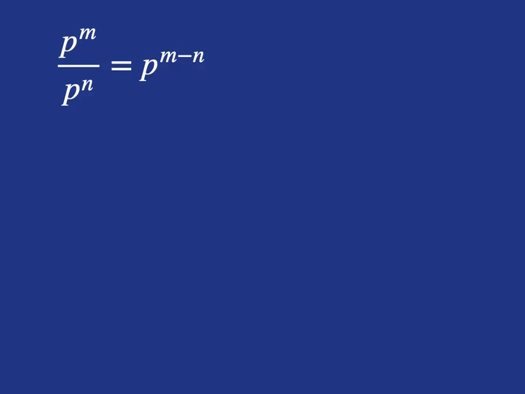p to the m over p to the n is going to be equal to p to the m minus n. And the one thing we're just also going to specify here is that we don't want to be doing this if p is 0. Why not? Because division by 0 is undefined. So we just want to exclude the case where p is 0. It'll be fine for any other number as the base, except, of course, for 0.